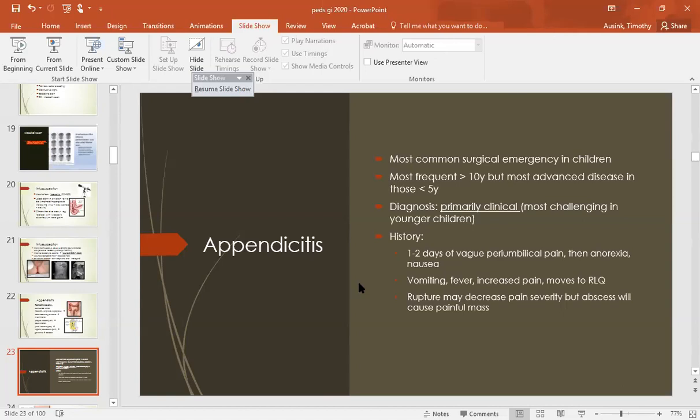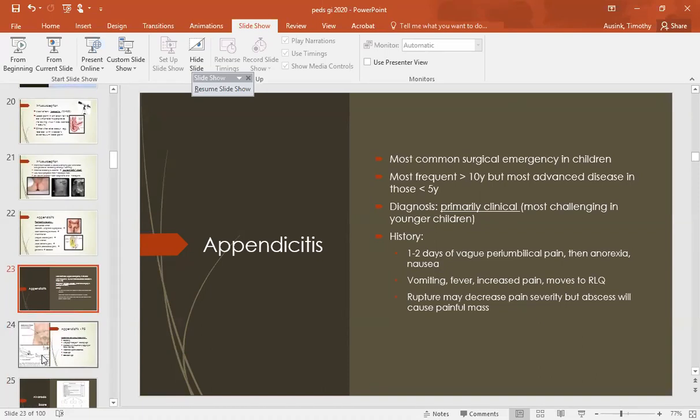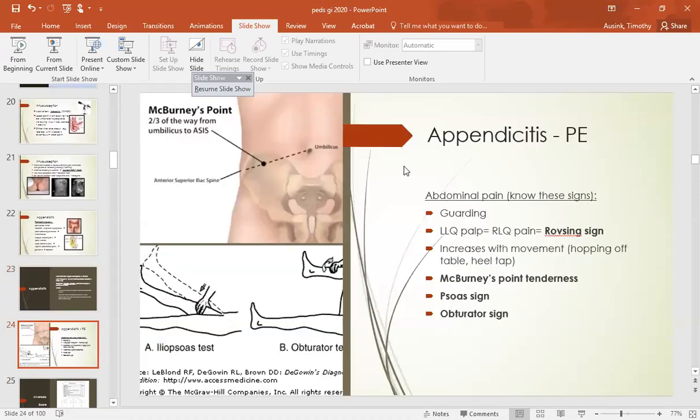So here's our appendicitis. There's our triad. There's some signs that you can do, right? You can do an obturator sign, the psoas sign. Oh, I think I talked about it right here. Here we go.